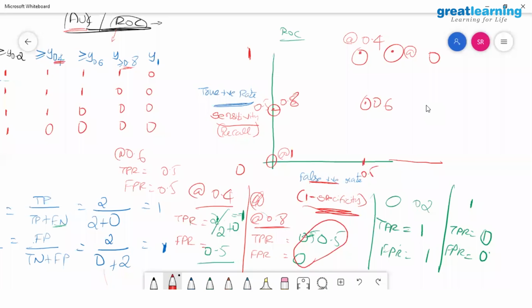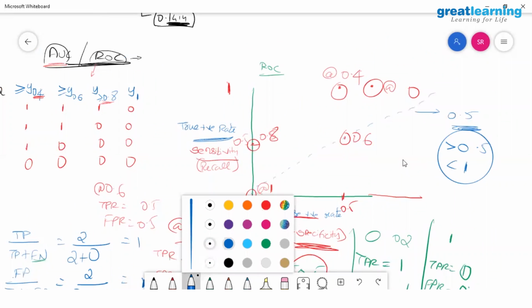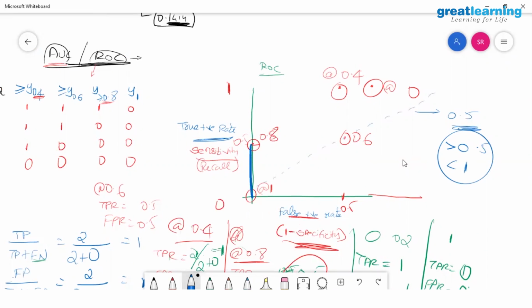So now how am I going to plot the area under the curve? By default, the area under the curve is 0.5, right? So this is the default value. The area under the curve should always be greater than 0.5 and less than 1. If it is less than 0.5, there is no point in executing the model. The model is completely imbalanced. Now, if I have to draw the AUC for this, it is going to come somewhere like this.